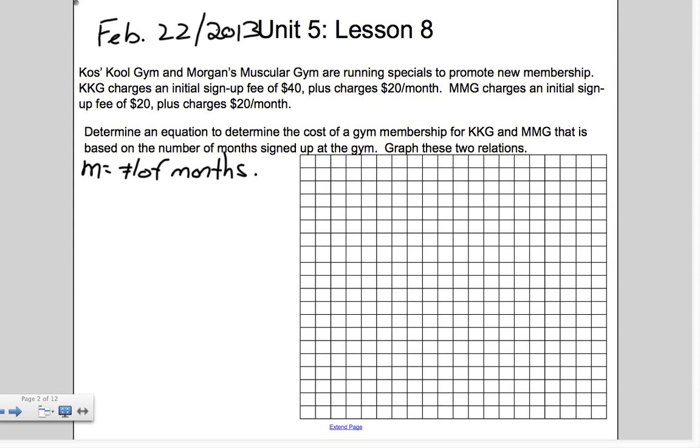Because the cost of the membership, the cost for me to be in this gym, depends on the number of months. If I'm there for 1 month, if I'm there for 12 months, if I'm there for the rest of my life, I want to find out how much it costs for me to be in this gym. Yes, Paul. Another variable is F for the monthly fee.